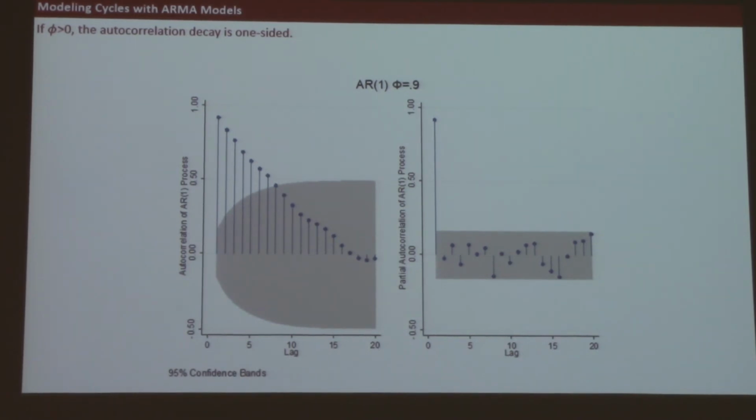So if it's a pure moving average process, it's pretty easy to identify. If it's a pure autoregressive process, it's pretty easy to identify because the nature of the autocorrelation coefficients and the partial autocorrelation coefficients are really different. So it's pretty easy to identify, again, a pure AR and a pure MA. The problem becomes when you combine both of them, you have an ARMA process.